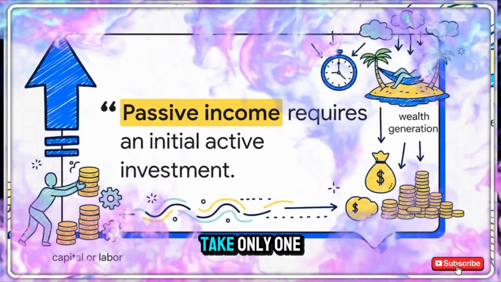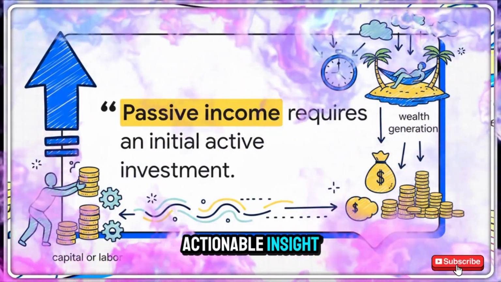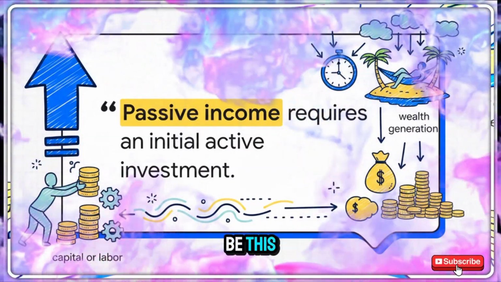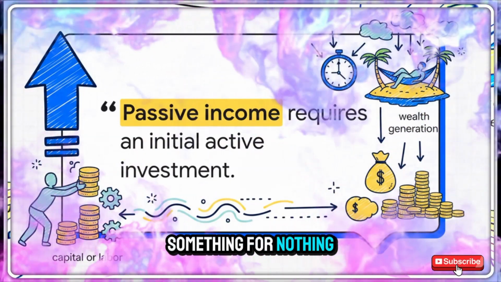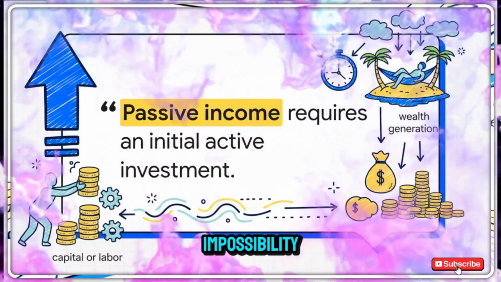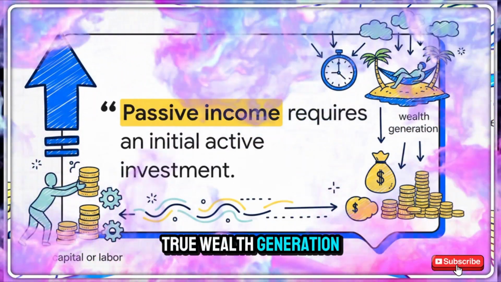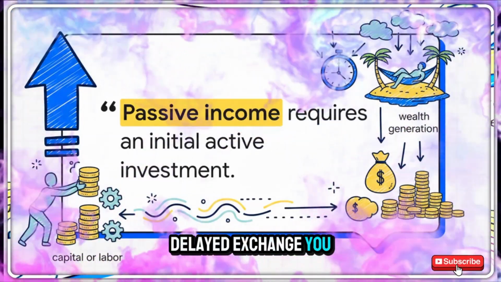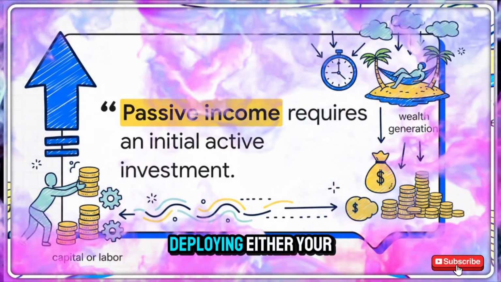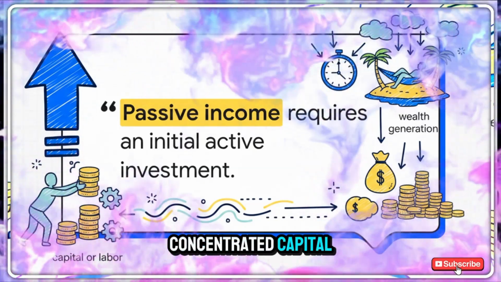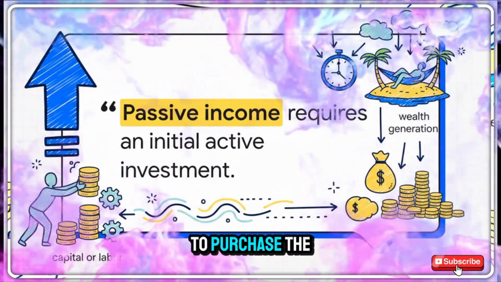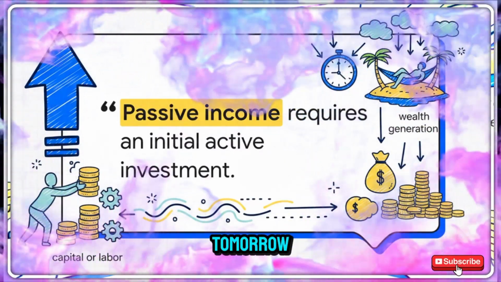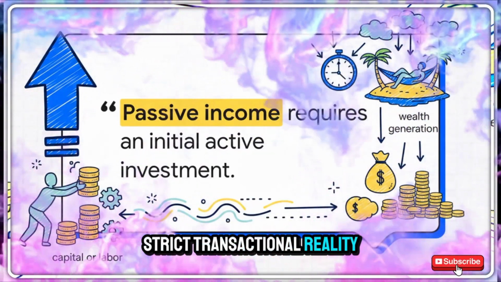Listen. If you take only one actionable insight away from this entire deconstruction, it absolutely must be this. The myth of something for nothing is a mathematical impossibility. True wealth generation is simply a highly optimized delayed exchange. You are investing intensely today, deploying either your concentrated capital or your exhausted labor to purchase the permanent decoupling of your time from your income tomorrow. It is a strict transactional reality.